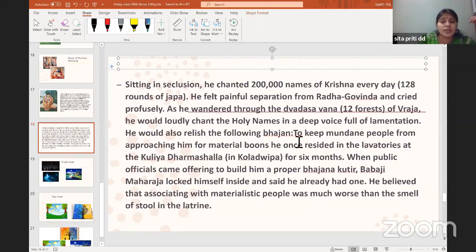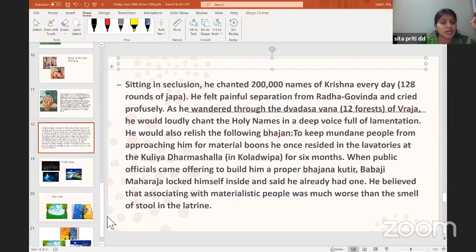So to avoid them, he knew that these people are not going to come into the washrooms, right? He went inside the toilets and sat down over there. He knew that nobody was going to disturb him there, and really for 6 months he was there. The public officials came and said, we are going to build you a nice bhajan kutir. He said, don't worry, I have one here. Nobody is disturbing me here. I am fixed here.